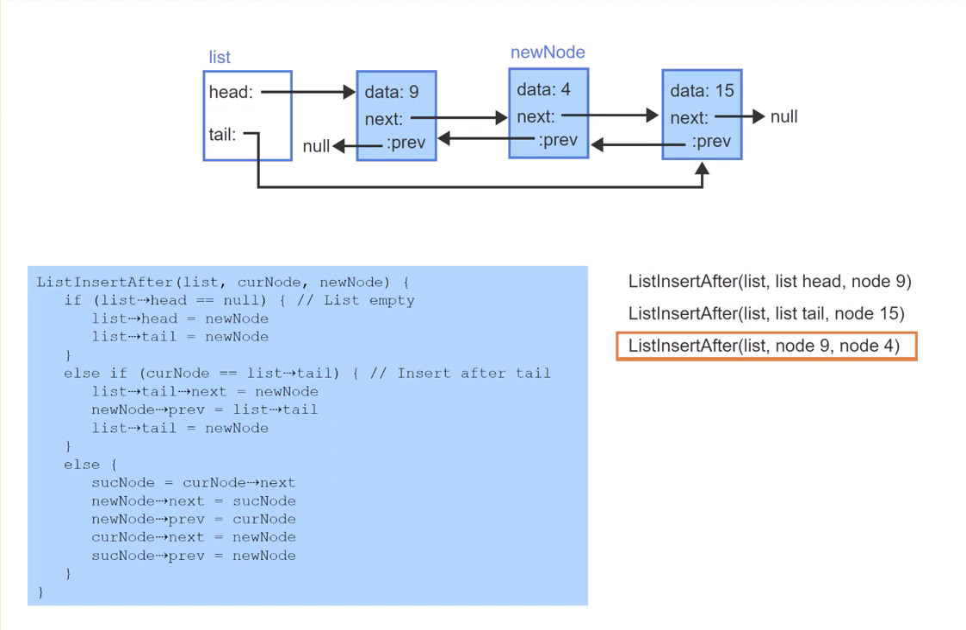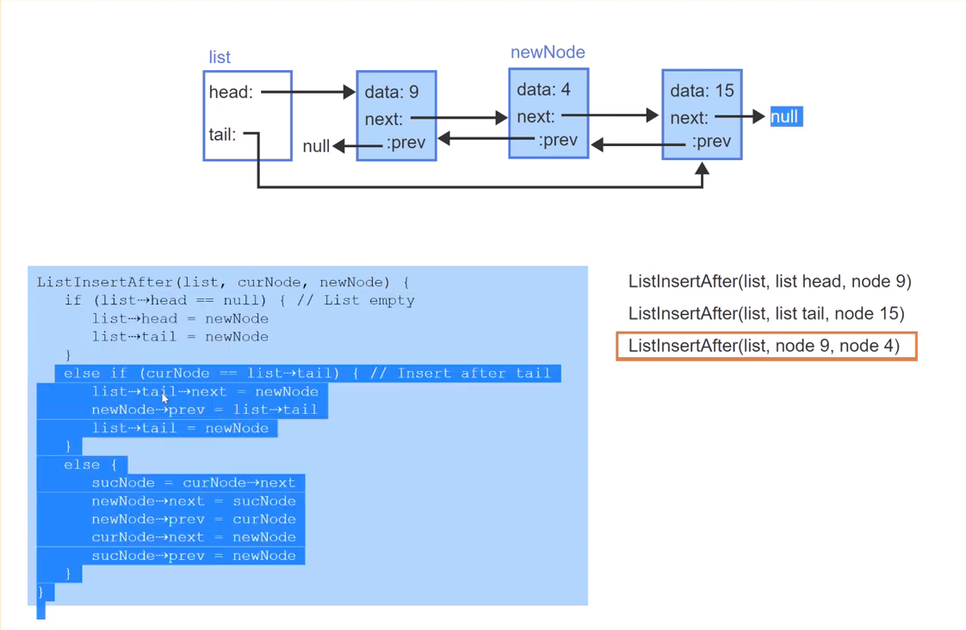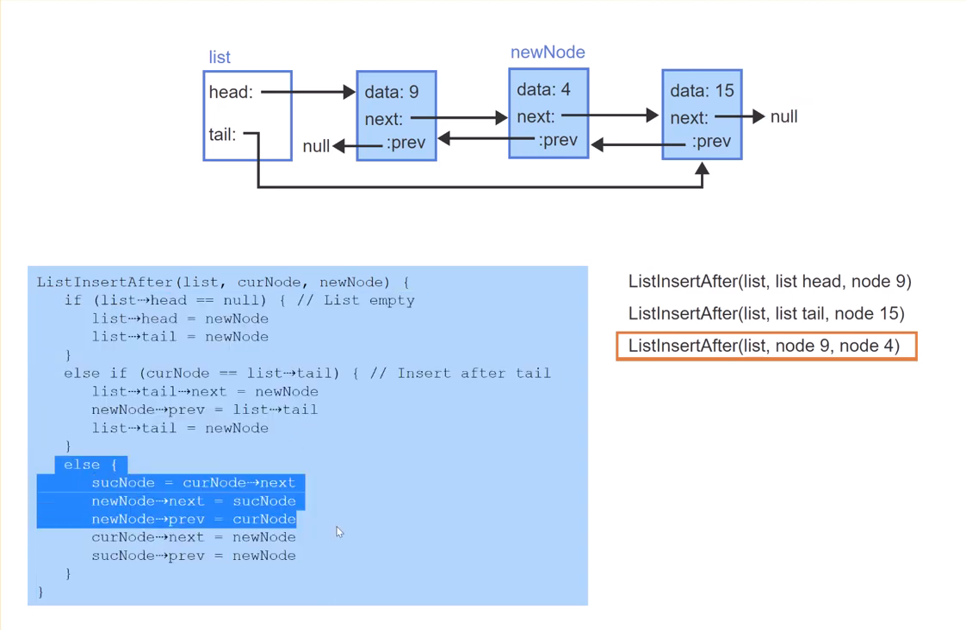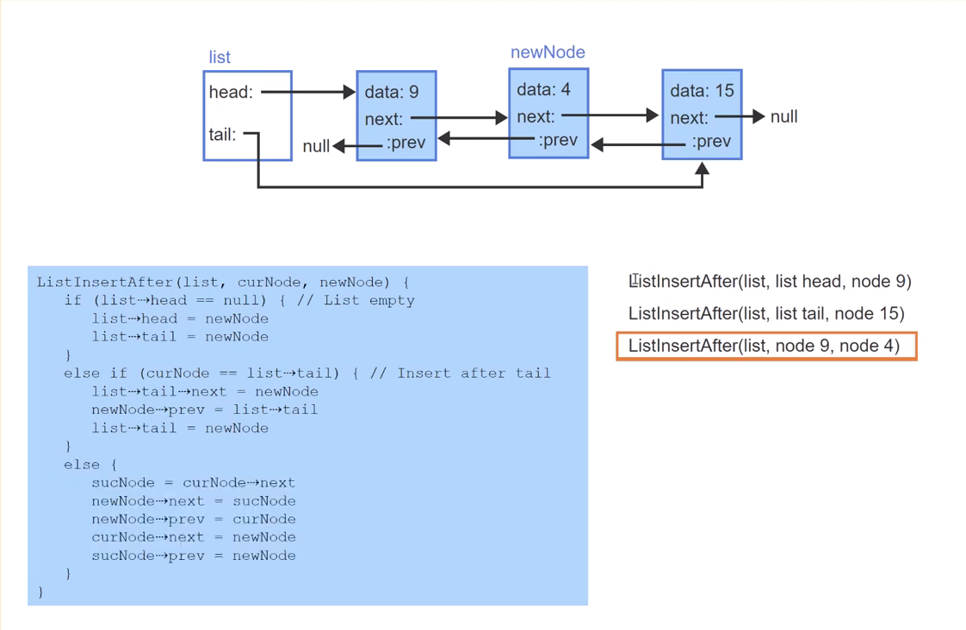In this video, I'm going to try to explain how the insert after method works. In this case, we have three segments of code, three portions of the algorithm: we have if, we have else if, and we have else. And we're going to try to execute three commands. This one, and this one right here.